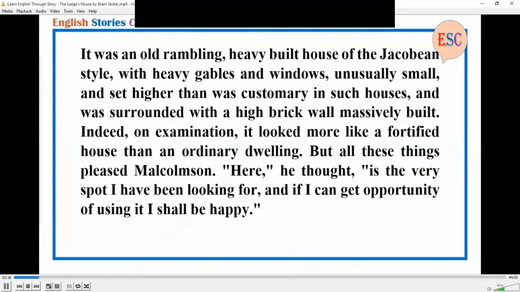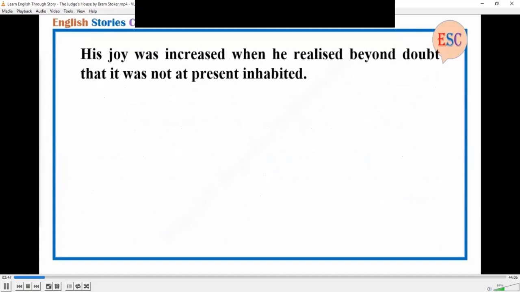It was an old, rambling, heavy-built house of the Jacobean style, with heavy gables and windows, unusually small and set higher than was customary in such houses, and was surrounded with a high brick wall massively built. Indeed, on examination, it looked more like a fortified house than an ordinary dwelling. But all these things pleased Malcolmson. "Here," he thought, "is the very spot I have been looking for, and if I can get opportunity of using it, I shall be happy." His joy was increased when he realized beyond doubt that it was not at present inhabited.